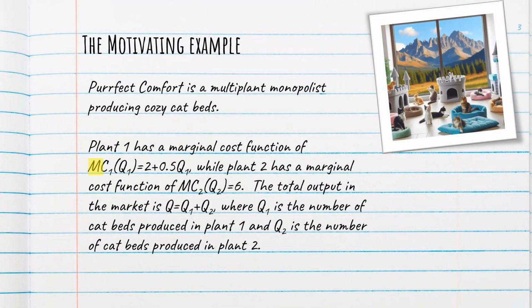Plant 1 has a marginal cost function of 2 plus 0.5 Q1, and Plant 2 has a marginal cost function of 6. The total output in this market is the sum of what's produced in plant 1 and what's produced in plant 2. Just so we're clear, Q1 is the number of cat beds produced in plant 1 and Q2 is the number of cat beds produced in plant 2.